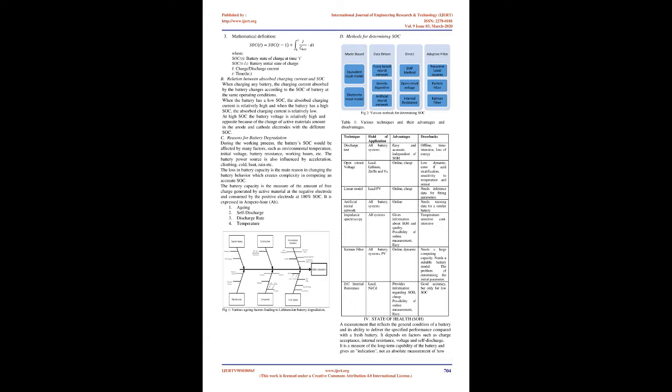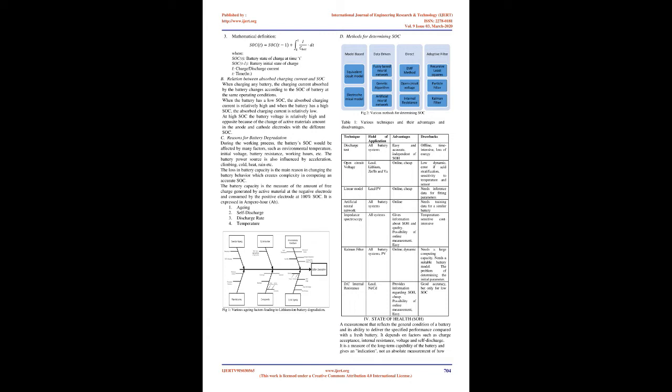B. Relation between absorbed charging current and SOC. When charging any battery, the charging current absorbed by the battery changes according to the SOC of the battery with the same operating conditions. When the battery has a low SOC, the absorbed charging current is relatively high, and when the battery has a high SOC, the absorbed charging current is relatively low. At high SOC the battery voltage is relatively high and vice versa, because of the change of active materials amount in the anode and cathode electrodes with the different SOC.